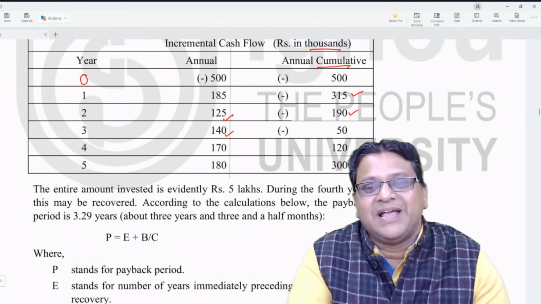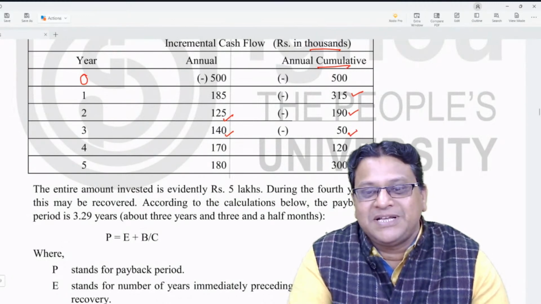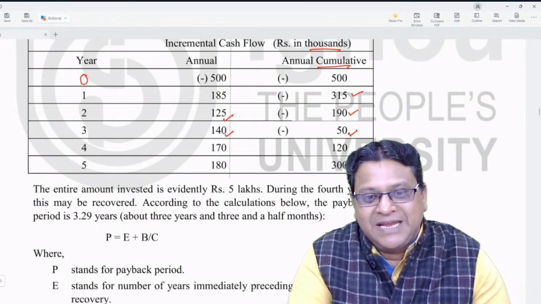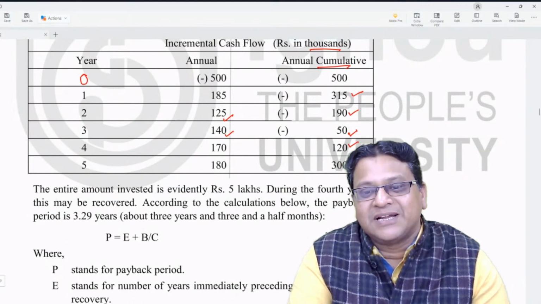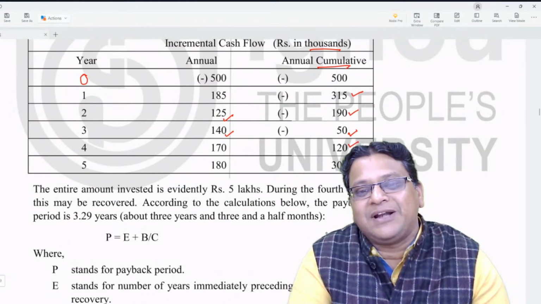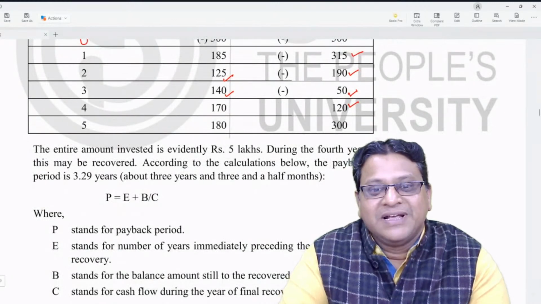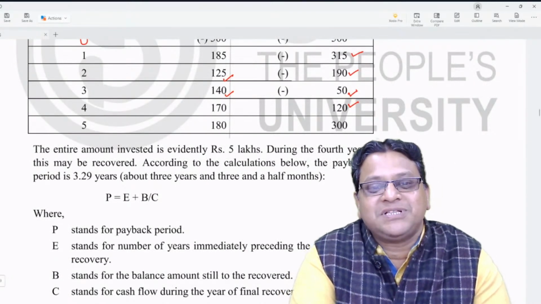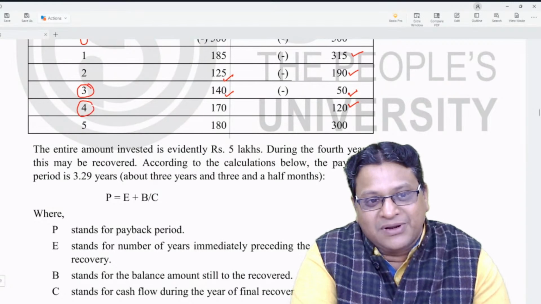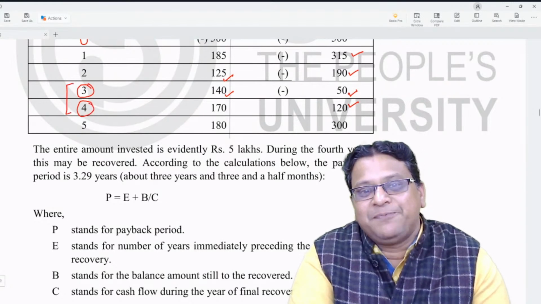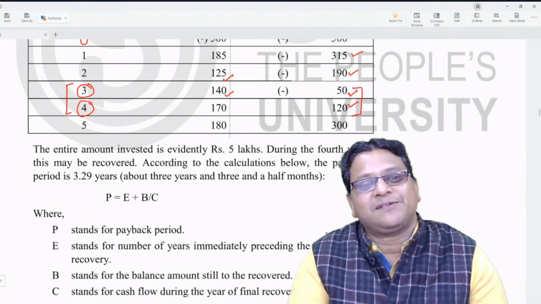In the third year you recover 140. How much more to recover? You have to recover 50 more. 190 minus 140 is equal to 50. You have to recover 50, and in the fourth year you recovered 170. So after recovery, you generate 120 additional. Now please see, your entire money is recovered in the third year plus some months, within the third to fourth year. The entire 500 is recovered here because the minus is converted into plus in this particular year.